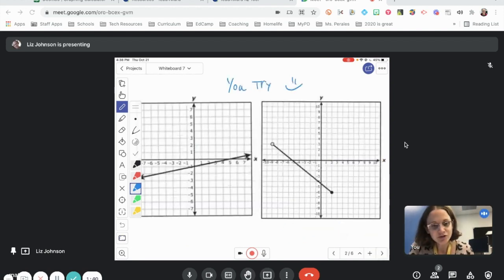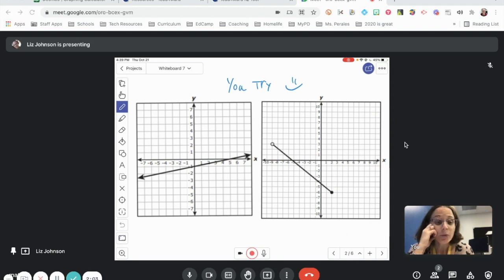So how about you give it a try? Find the y-intercept of these two graphs. It's okay, take your time. Good job, you probably got it.